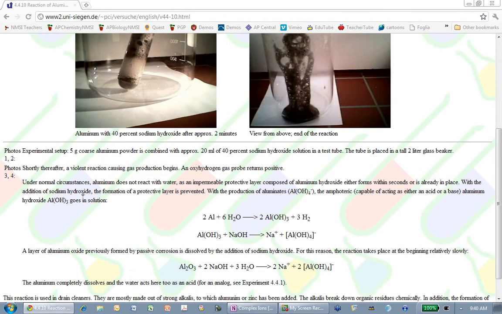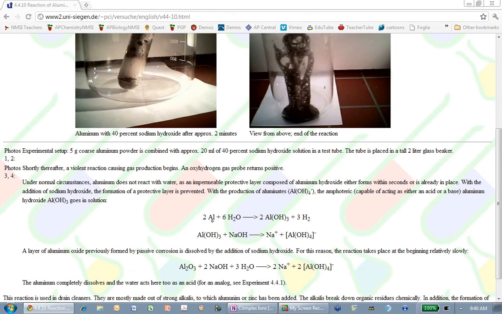But with the addition of the sodium hydroxide, that layer is prevented. So it coats the aluminum and doesn't let the water vapor in the air react with it to make the coating that protects aluminum. So with the production of aluminates, which is what they call this aluminum complex with the 4 hydroxides that we've seen over and over, the amphoteric, and they go on kindly to define that that is capable of acting as either an acid or a base, aluminum hydroxide goes into solution.